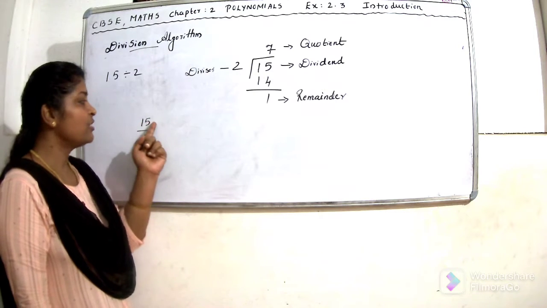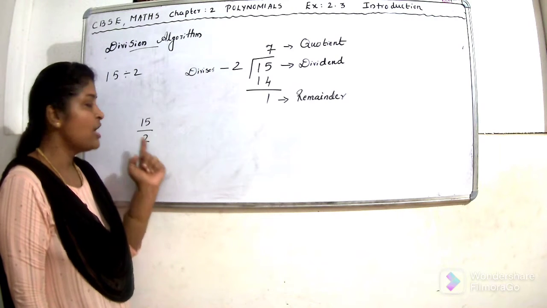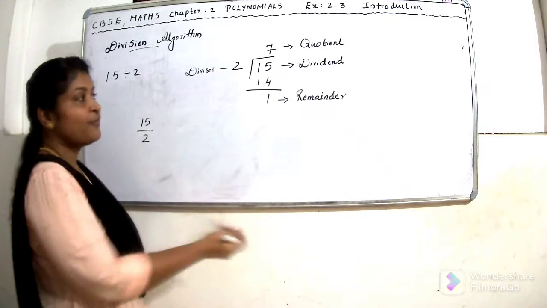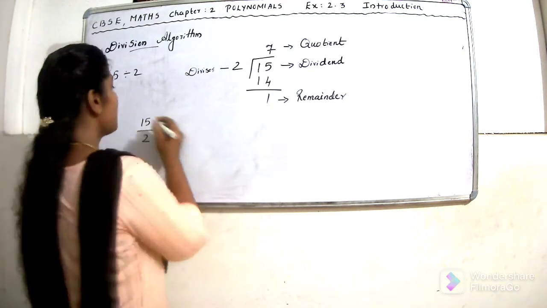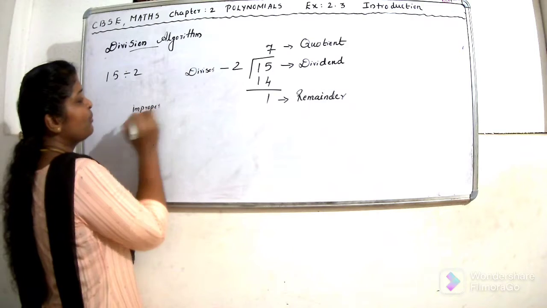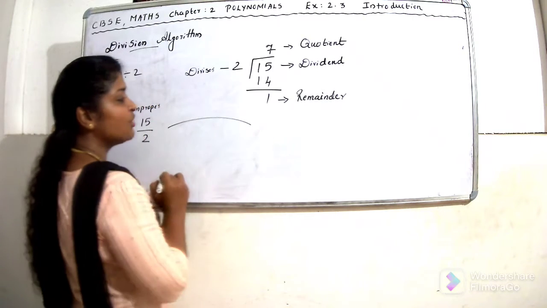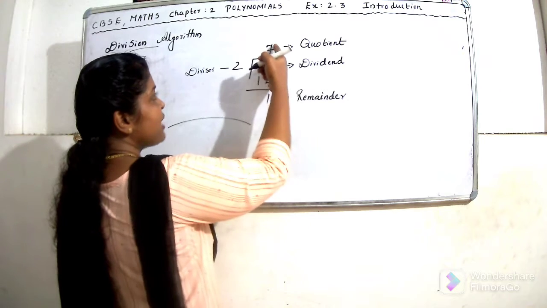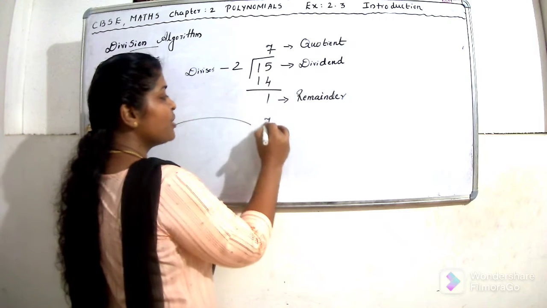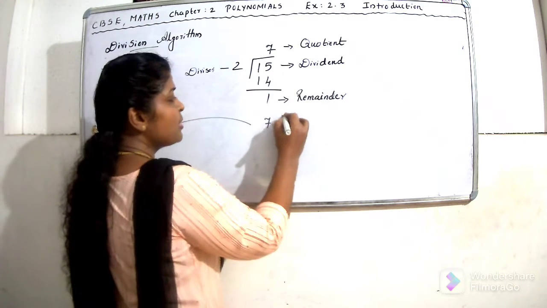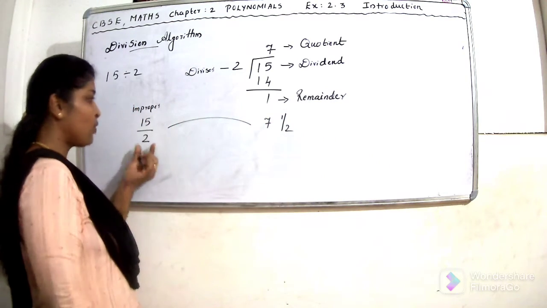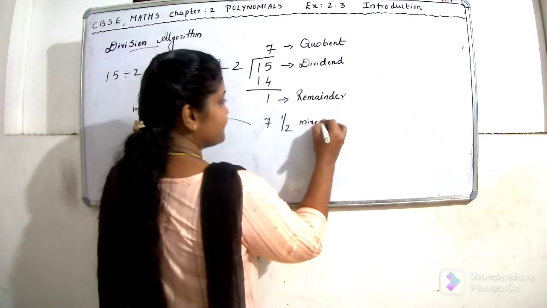Whenever an improper fraction comes, we can convert it into a mixed fraction. This is the process. After division, this improper fraction can be converted into a mixed fraction. In the mixed fraction, 7 is the whole part, the complete number of times we got, and 1 is the remainder, divided by 2. So this is the improper fraction, and this is the mixed fraction.